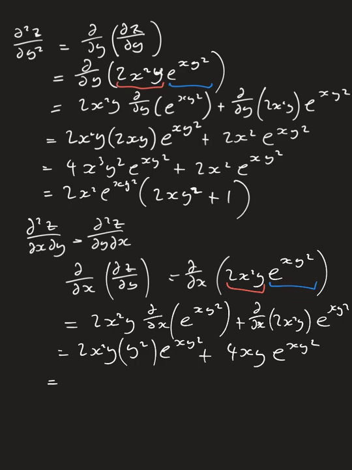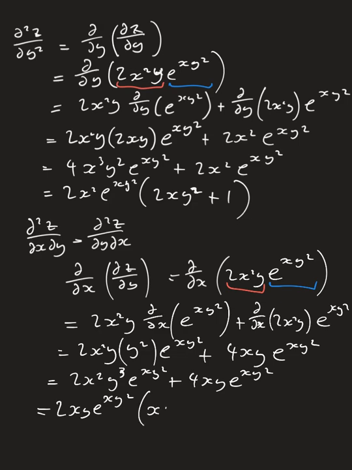So overall I have 2x squared y cubed times e to the power of xy squared plus 4xy times e to the power of xy squared. And again, that's something that I can factorize. I have 2xy e to the xy squared in both sides. When I take that out, I have xy squared here, and I have 2 over here. And that is the mixed second partial derivative.